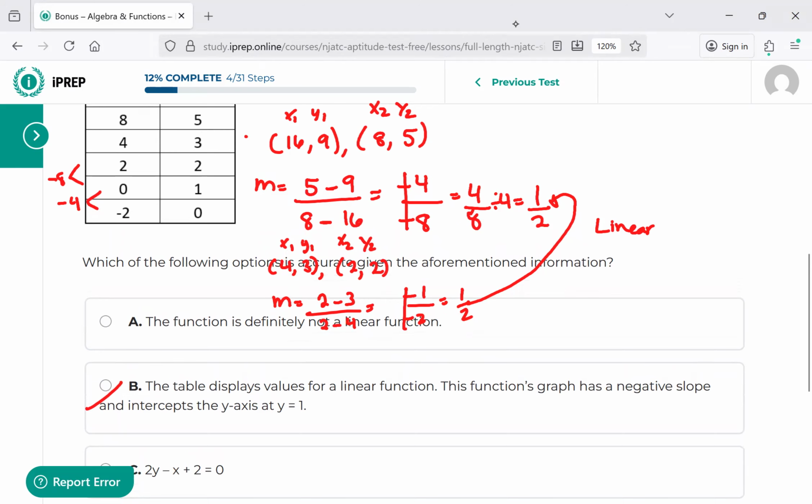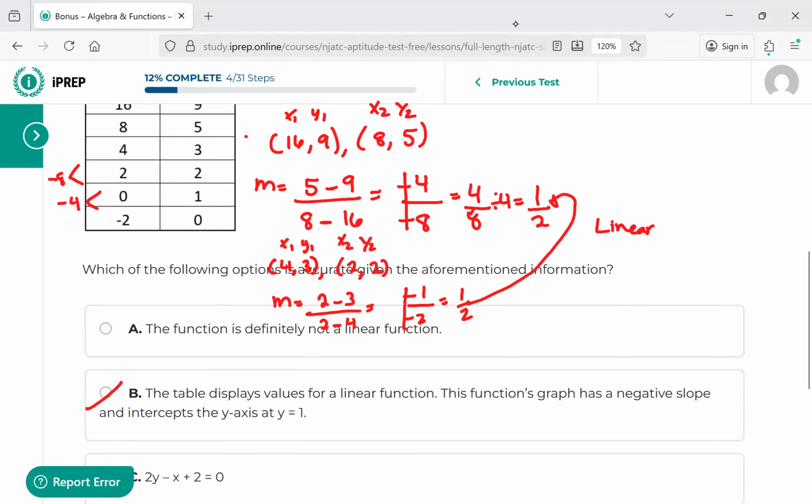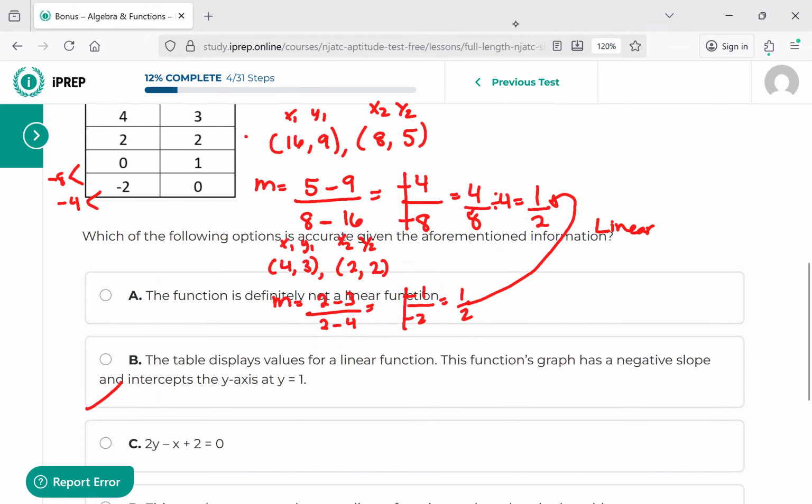Is it B? The table displays values of linear functions. The function graph has a negative slope. Our slope was positive 1/2, so that's not true. Is it B?